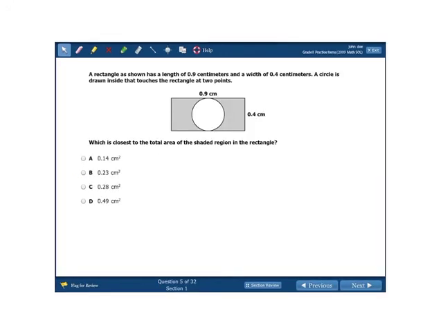A rectangle is shown. The rectangle has a length of 0.9 centimeters and a width of 0.4 centimeters. A circle is drawn so that it touches the rectangle at 2 points. What's the area of the shaded region?